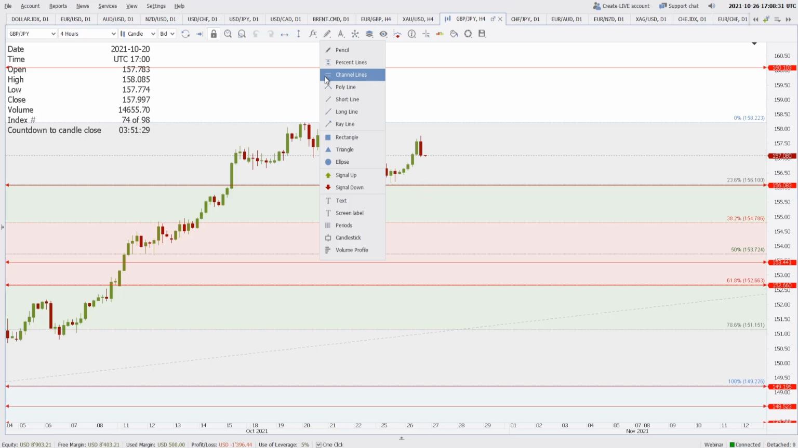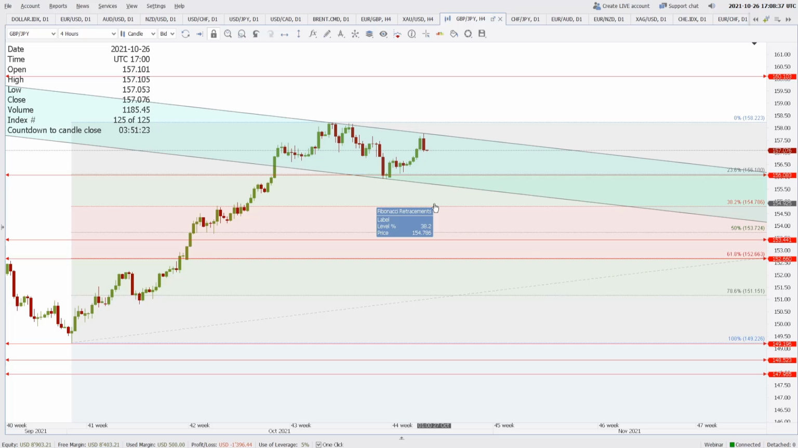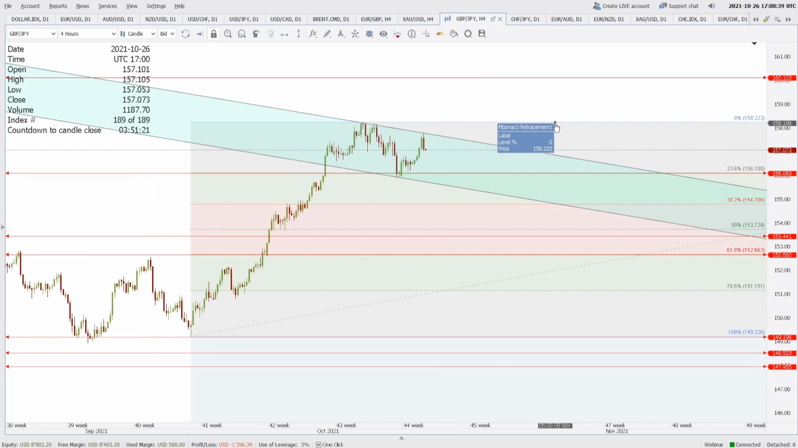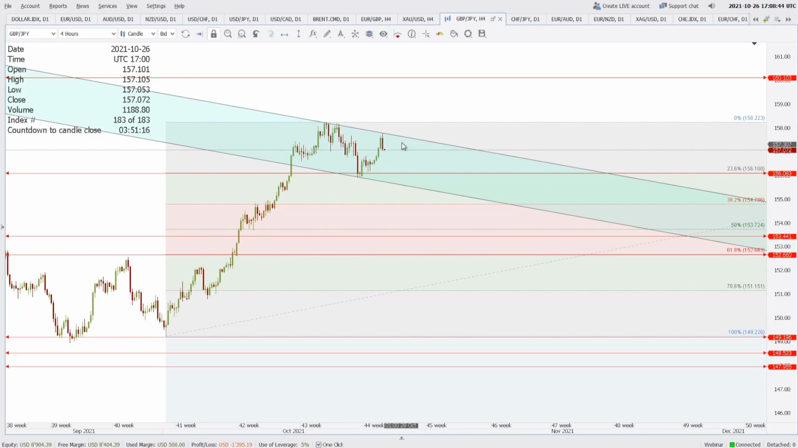What we can do here, I think we can create this channel here like this, and when this channel breaks to the upside, I think that will be a time to go long in the GBP JPY. So we'll leave this channel on the 4-hour like this only.